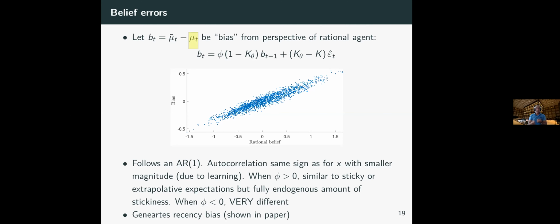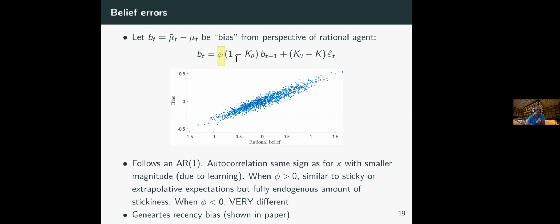I can solve for the DGP of the bias under the rational belief. So under the objective measure, we can solve what's the DGP of the bias of the behavioral agent. It turns out the bias of the behavioral agent also follows an AR1. The persistence of the bias is less than the persistence of the underlying process. So phi is the persistence of x, so the bias inherits the persistence of x, but 1 minus the Kalman gain is a number less than 1.